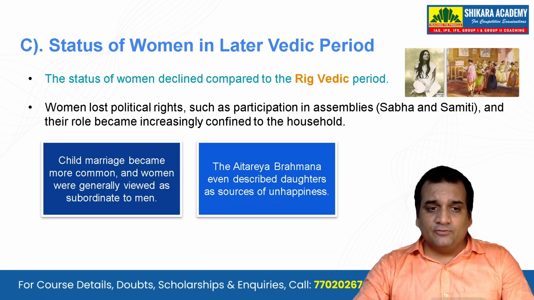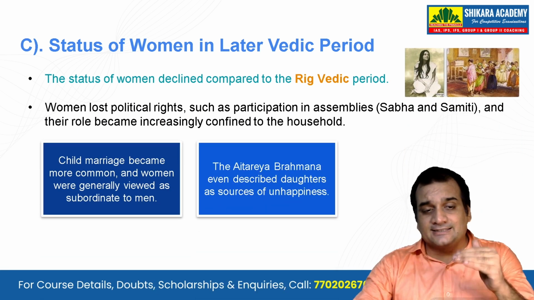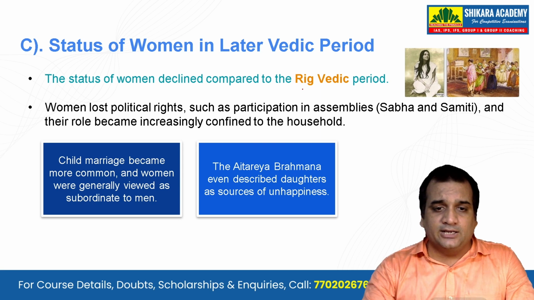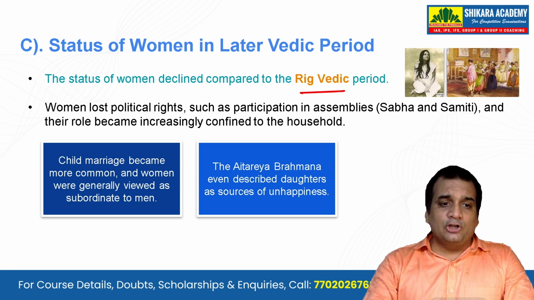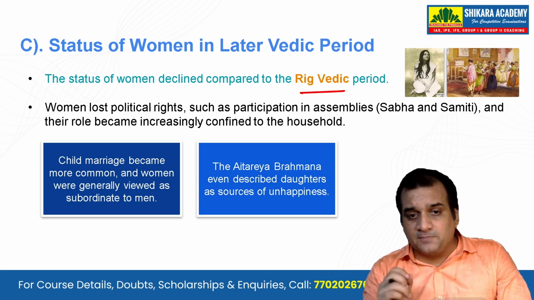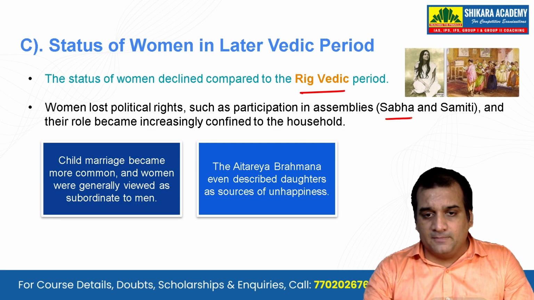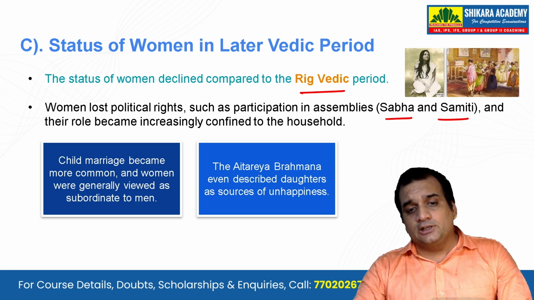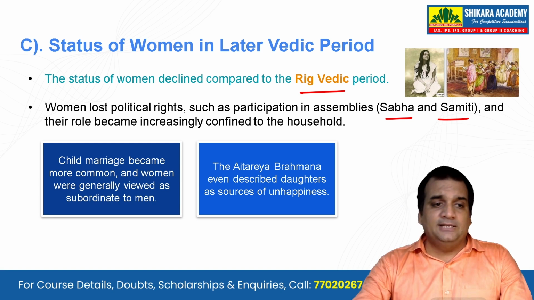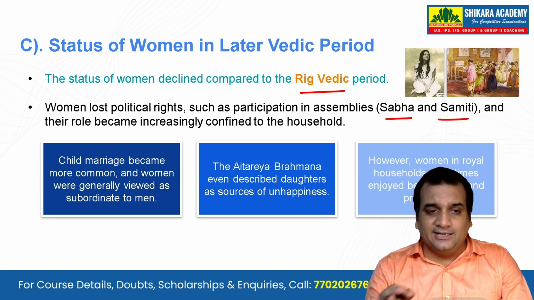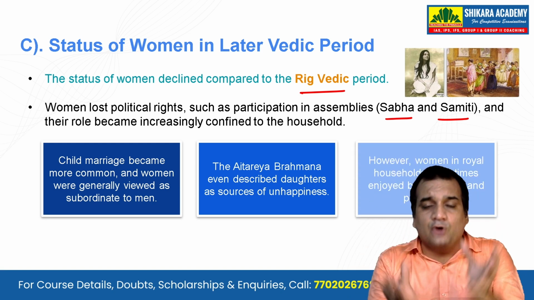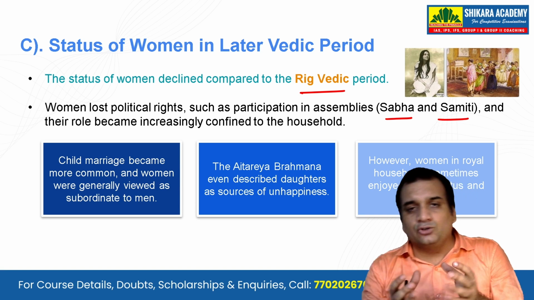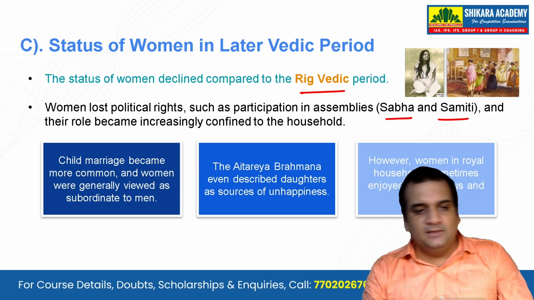But what about the later Vedic period? The status of women declined. Yes, it declined compared to the Rig Vedic period. Women lost political rights such as participation in assemblies. If you remember the Sabha and Samiti, we have already discussed. Now they are not allowed to participate in the assemblies, and their role became increasingly confined to the household. They are there to cook and to serve the family members.